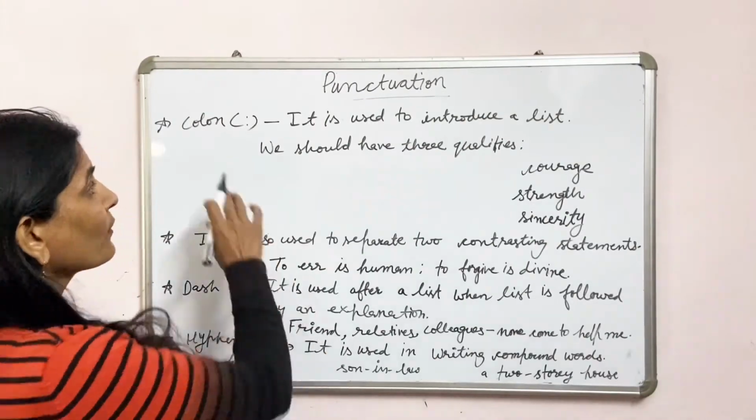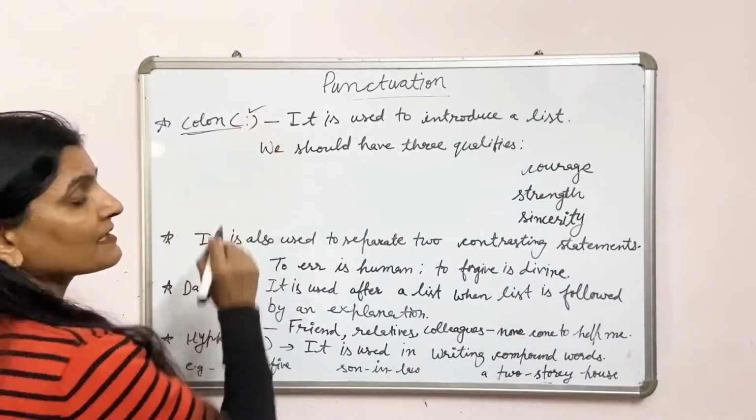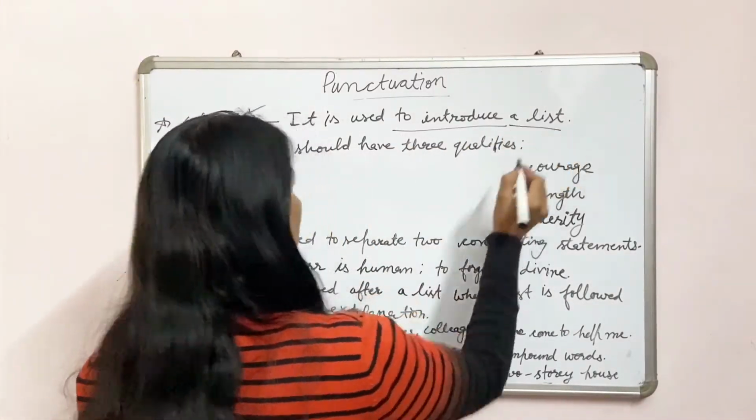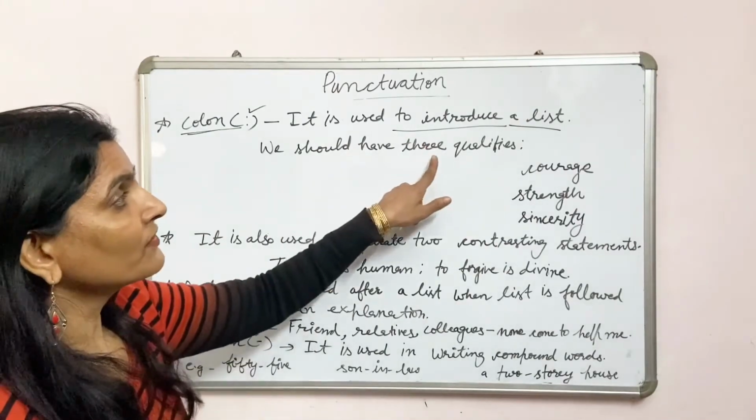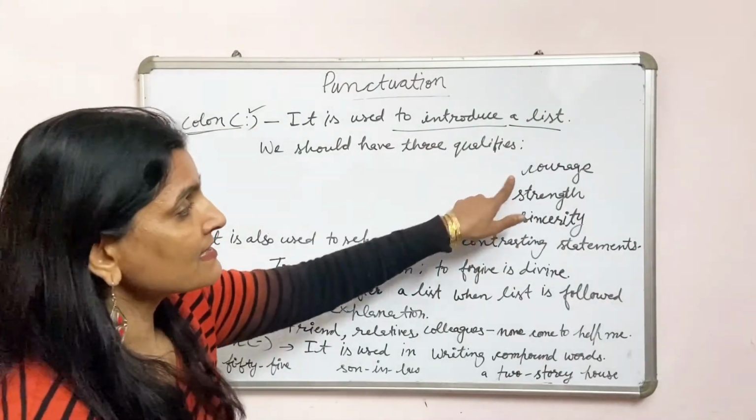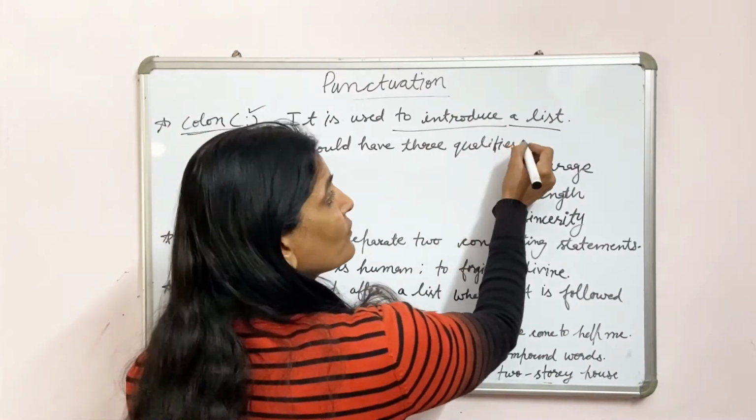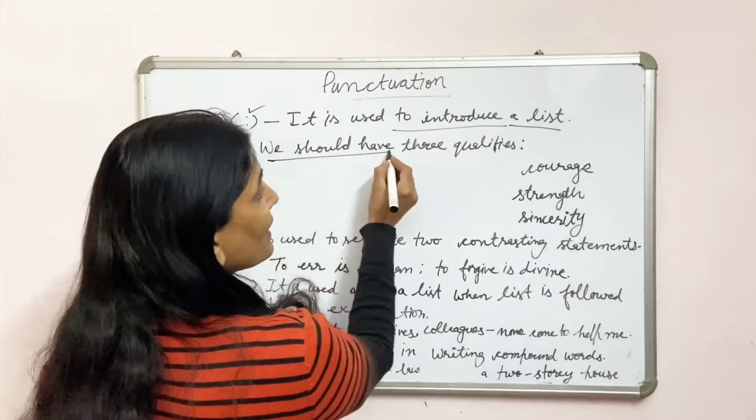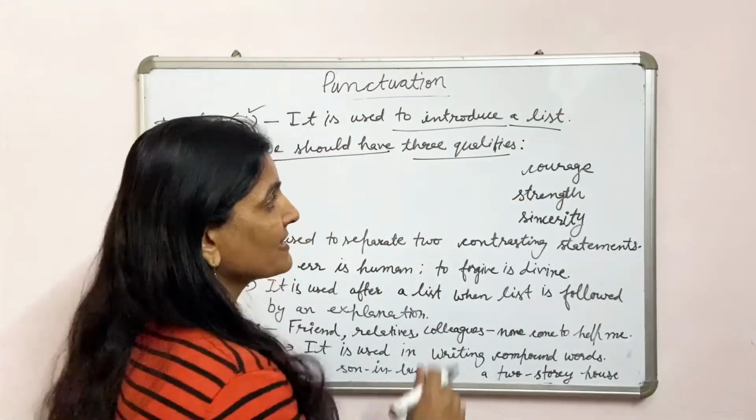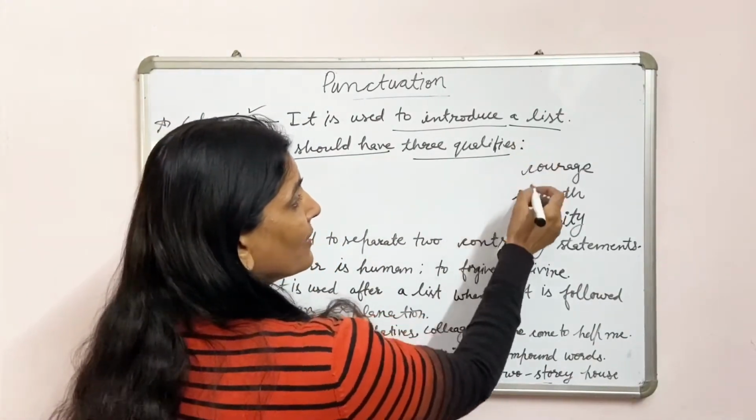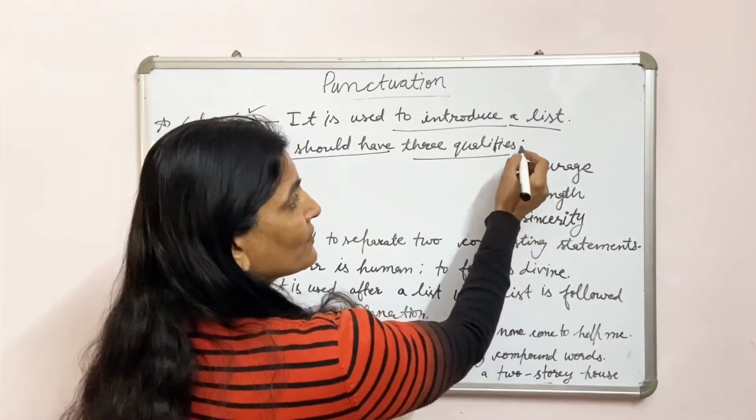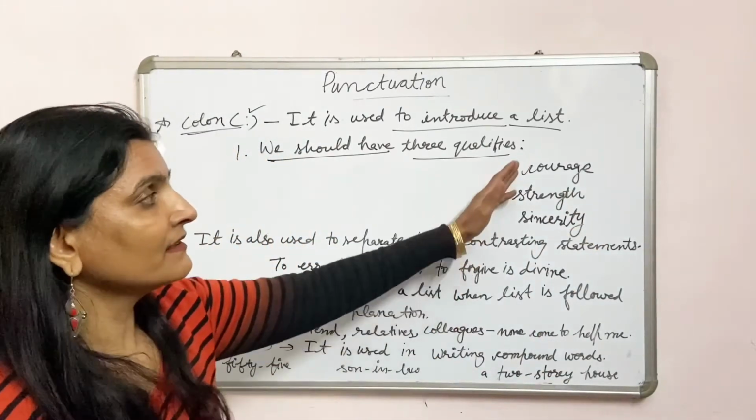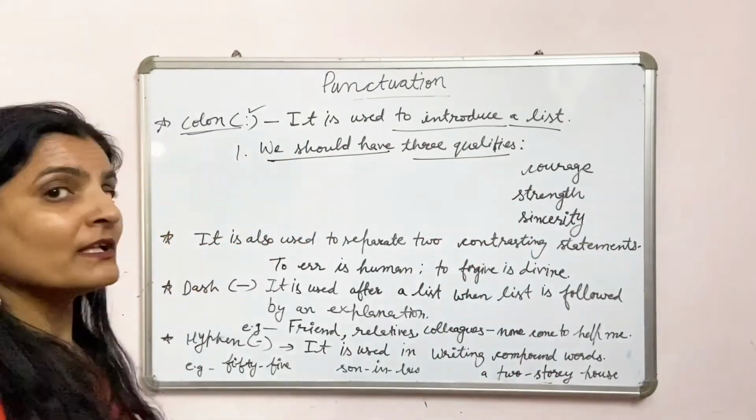Let us discuss the colon now. This is the colon and this is the symbol for the colon. It is used to introduce a list. We should have 3 qualities. This is the example, and after this we want to show a list and we have used a colon here: courage, strength, sincerity. These are the 3 qualities we should have.